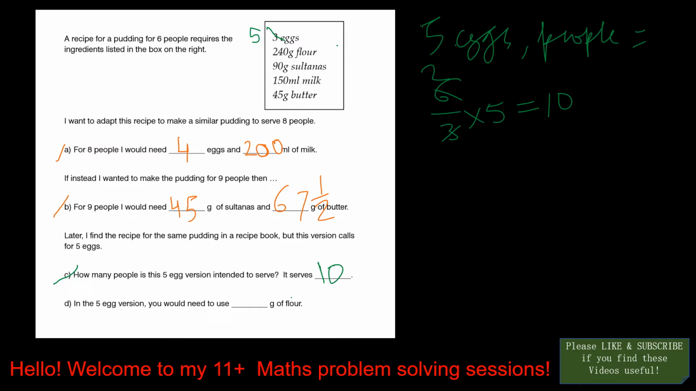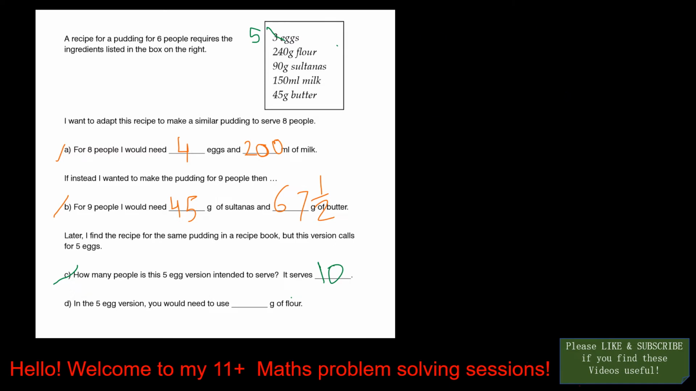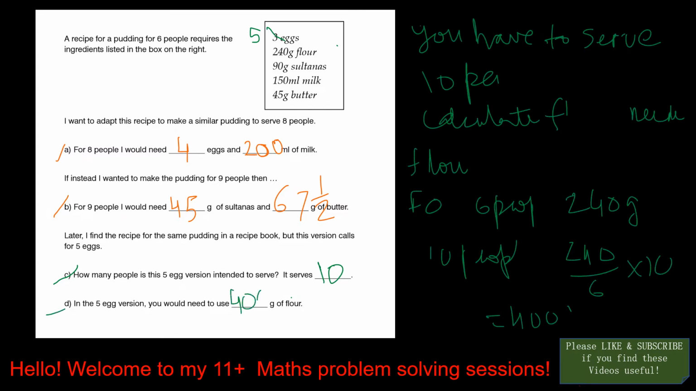Okay, so the next one, keeping in mind that it's dependent on part C, because we are saying that it serves 10 people. So in part D, they're asking us, in the 5 egg version, how much flour would you need? So we have to serve 10 people.